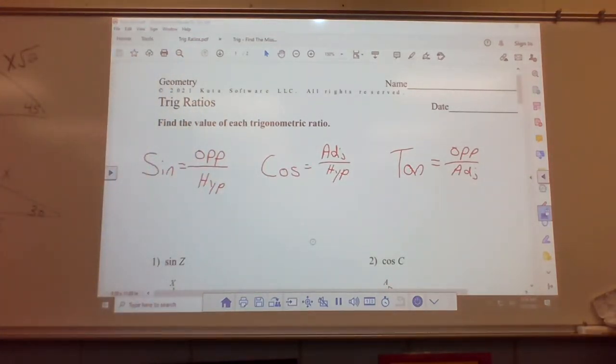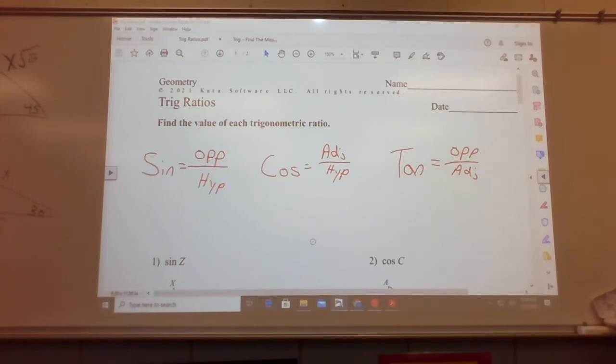Now this first worksheet, we're not really actually solving anything. We're just trying to understand these relationships. So the first worksheet is just understanding some relationships. Then the second worksheet is when we actually get to solving some things. So I'll give you a moment to write that down, and then we'll start taking a look at the problems.